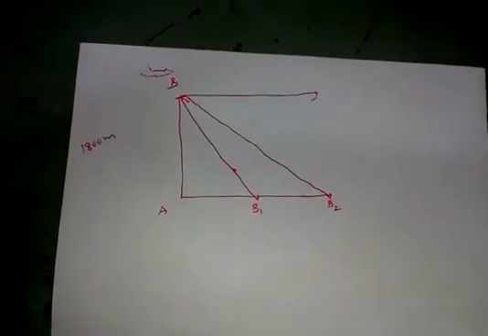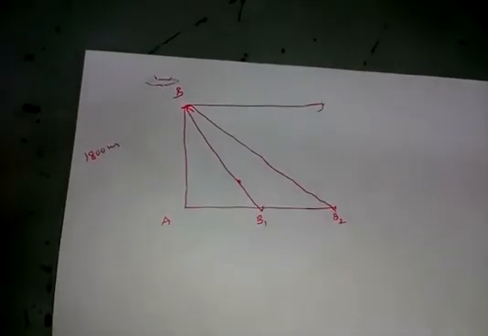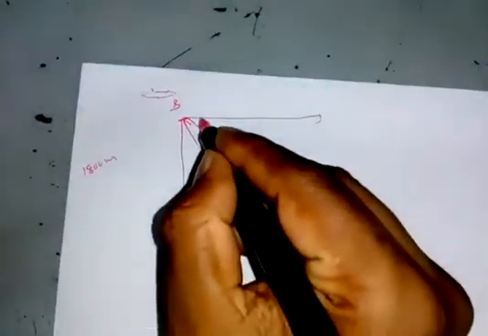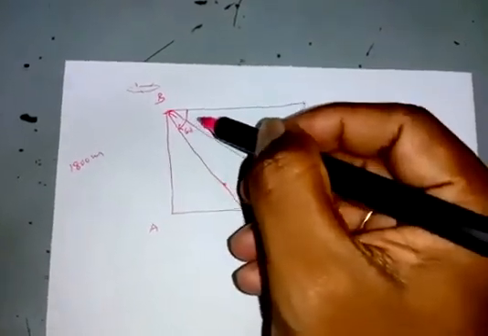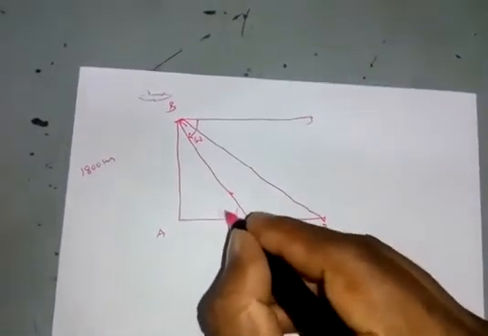The angles of depression of the boats observed from the aeroplane are 60 degree and 30 degree. First is given as 60 degree. 60 degree is the larger angle, so I am taking this as the 60 degree. When this is 60 degree, according to the transversal law, alternate angles are equal. This will become 60 degree.